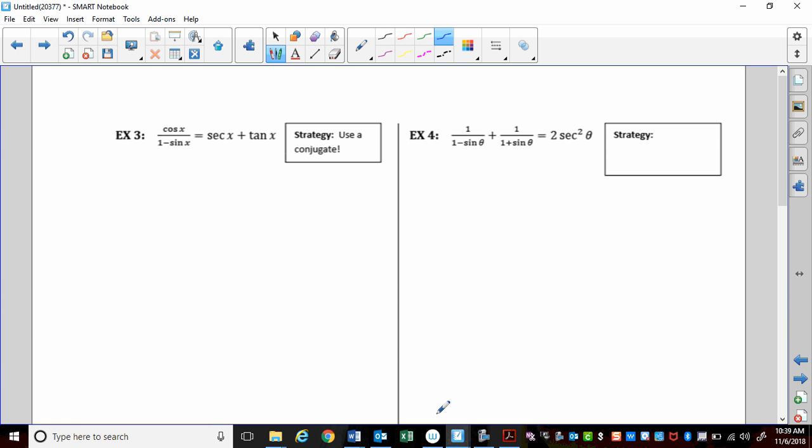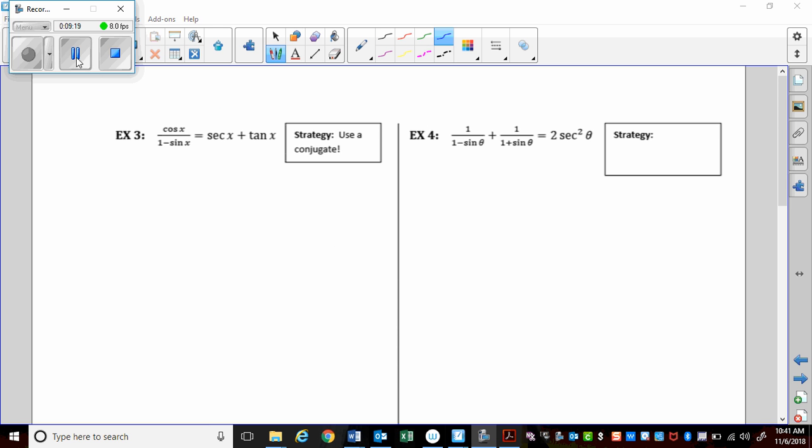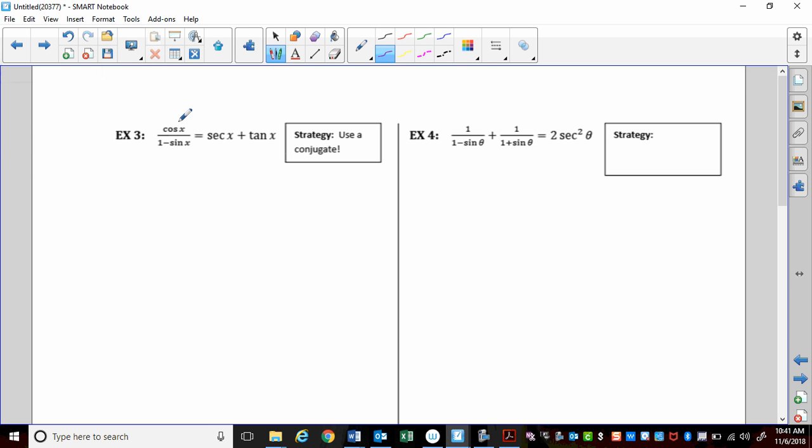All right, can we use a strategy to prove that maybe this side is equal to the right-hand side? So this one, it says that this strategy is use a conjugate. Remember we learned complex conjugate with the i's. So conjugate, I'm going to start with the left-hand side because it's easier to go from a fraction to a non-fraction. So I have cosine of x over 1 minus sine of x.